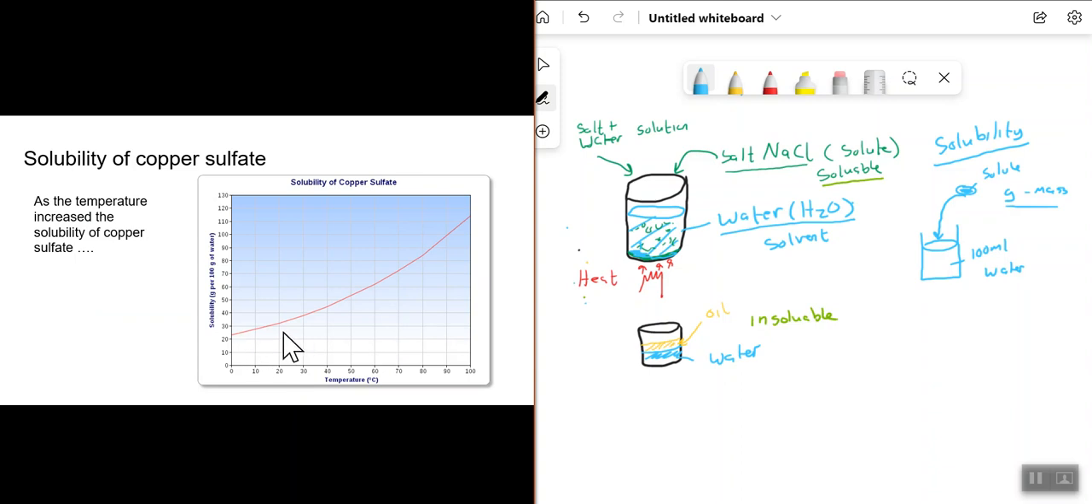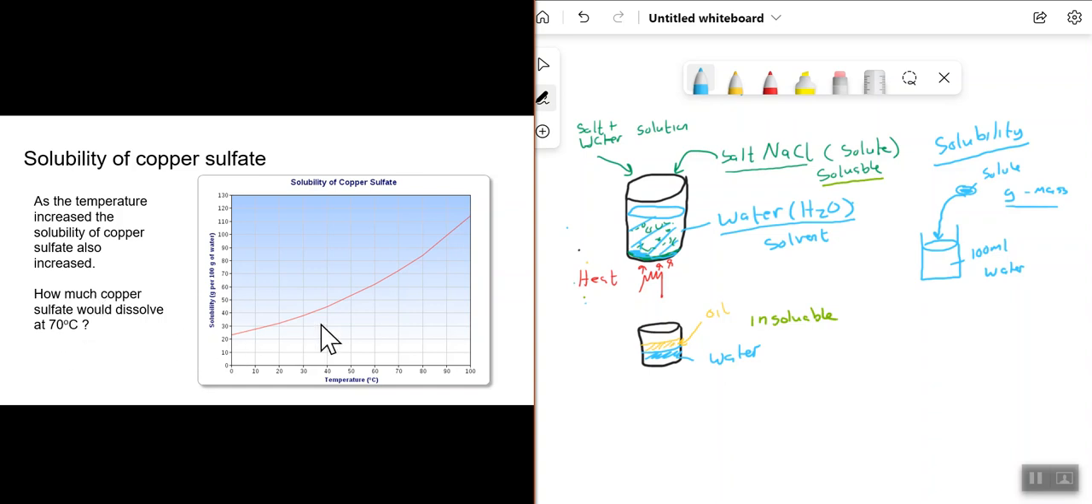And we can look at something like this. This is what's called the solubility curve, which shows the solubility of the material copper sulfate. Along the bottom we have temperature, and along the top we have solubility. You can see that as the temperature increases, the solubility increases as well. By graphing the temperature versus solubility, it will give this distinct pattern for copper sulfate, and this can be used as a way to identify copper sulfate as a material.